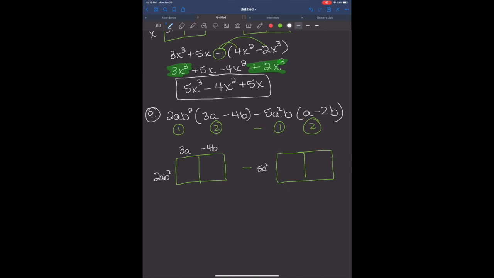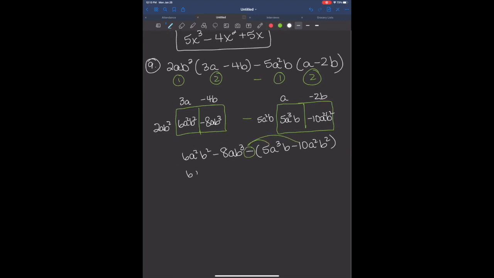So in our first box, we're going to end up having 6a squared b squared, and we're going to have a negative ab cubed. And then in the next box, we're going to have 5a cubed b minus 10a squared b squared. Then don't forget when you rewrite it to put the second block in parentheses so that you know to distribute the negative, because that minus was to the whole thing.